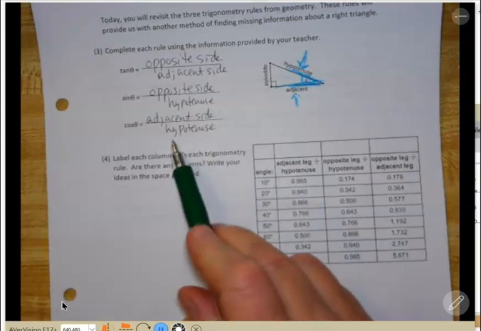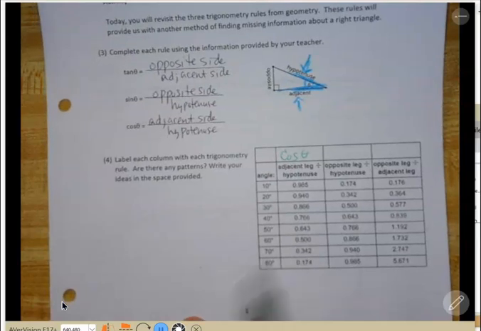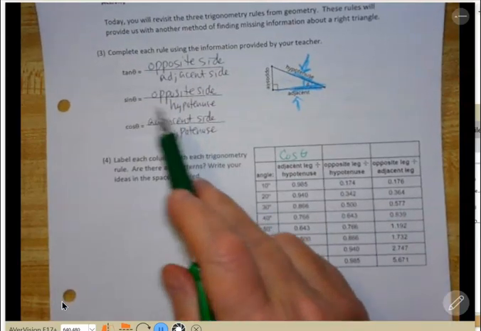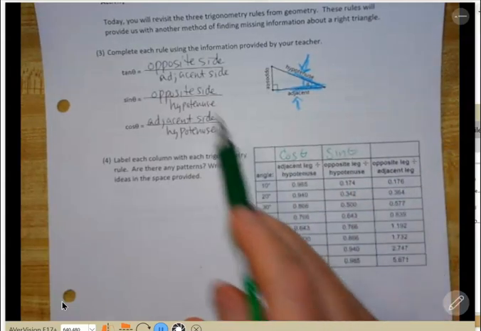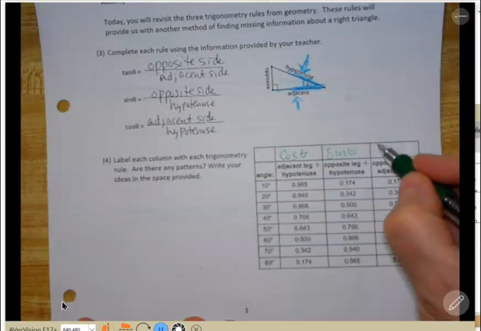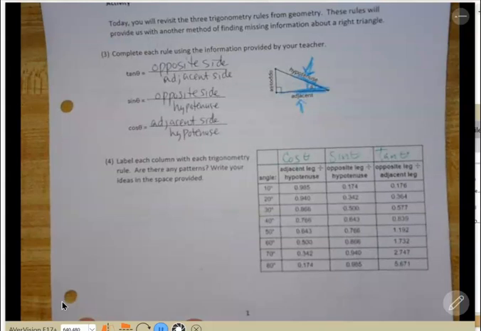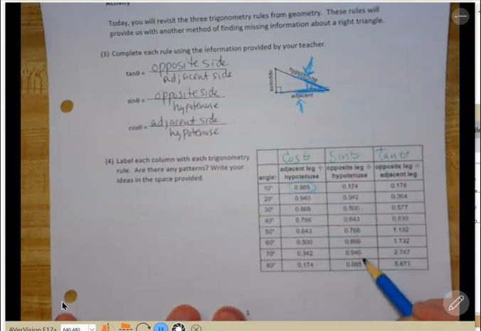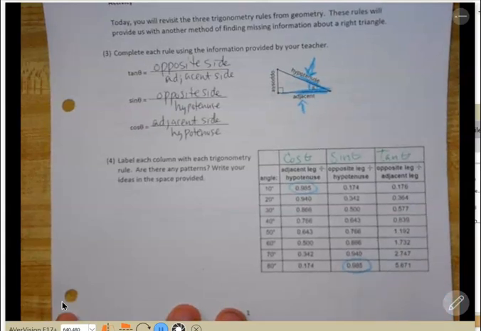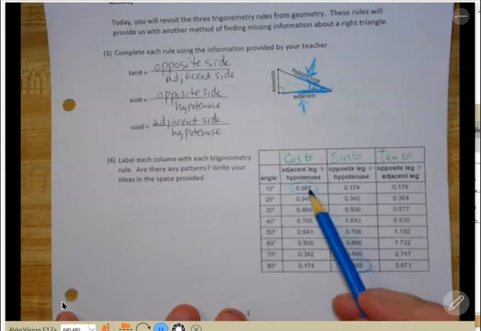So the adjacent over hypotenuse, this is the cosine column. This is opposite over hypotenuse, that would be the sine column. And then opposite over adjacent, that would be the tangent column. So a couple of things I'm hoping that you saw. I'm hoping that you saw that, for example, in the sine and cosine column, the answer shows up twice. So 0.985 shows up in two different locations.